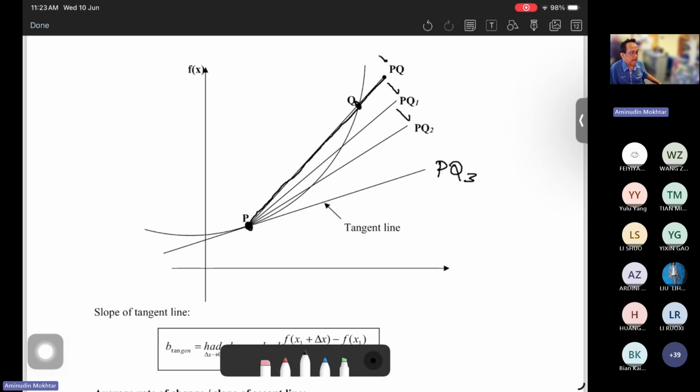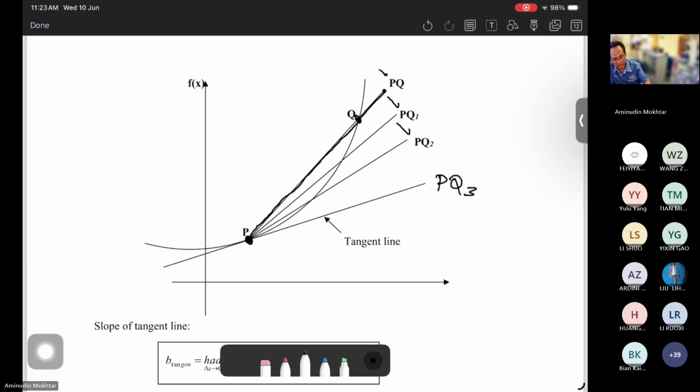Okay, this line we call a secant line, also known as line sekat, because this line intersects a curve at 2 or more points. Okay, let's say we have one curve here. This curve is not linear. The red line, for example, is one curve.